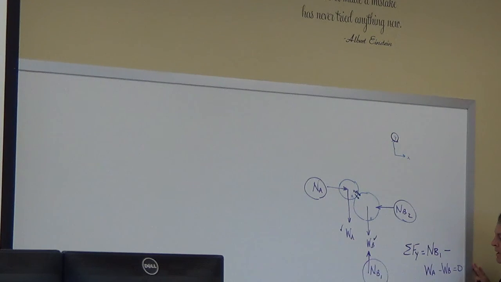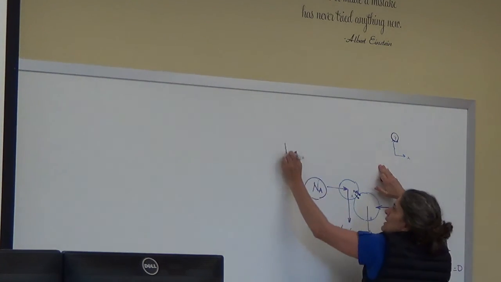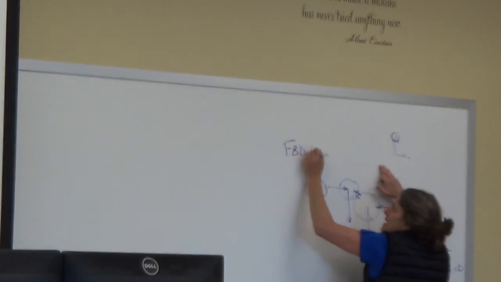The normal of B1 is equal to WA plus WB. And we already know these, so we're going to know the value. And what do we want to call this? Maybe free body diagram AB.